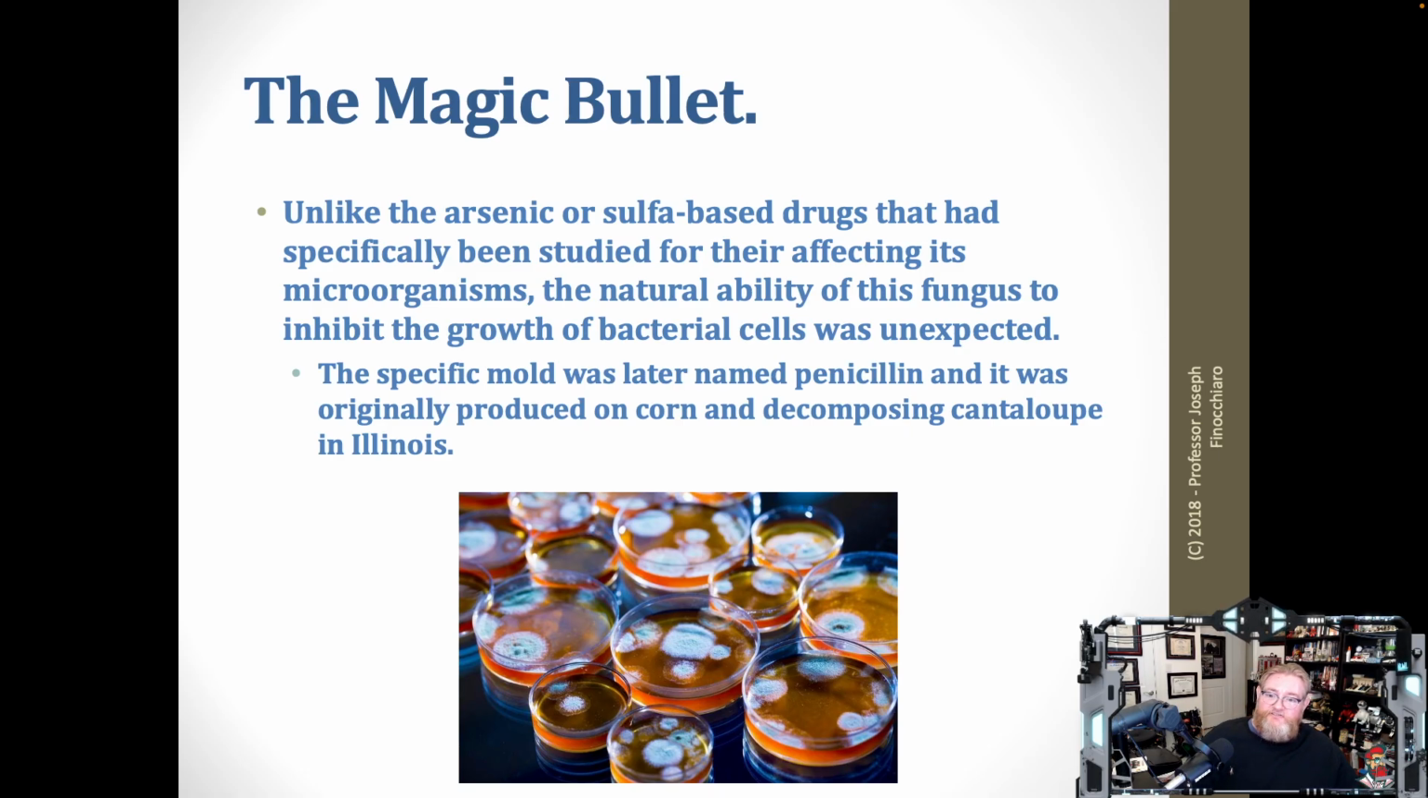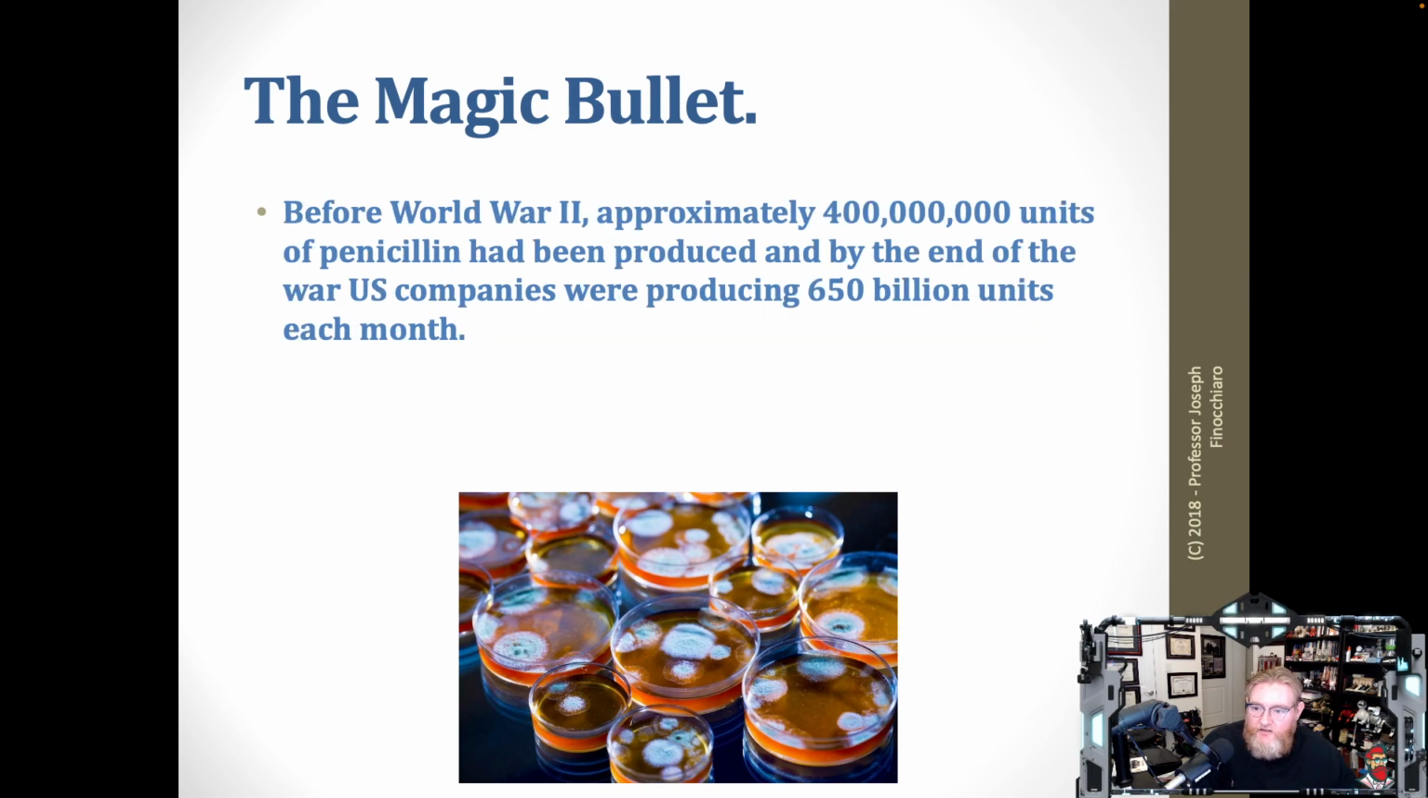Unlike the arsenic or sulfur-based drugs that had specifically been studied for their effects on microorganisms, the natural ability of this fungus to inhibit the growth of bacterial cells was unexpected. The specific mold was later named penicillin, and it was originally produced on corn and decomposing cantaloupes in Illinois. Before World War II, approximately 400 million units of penicillin had been produced, and by the end of the war, U.S. companies were producing 650 billion units each month.